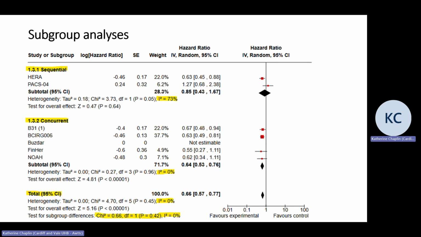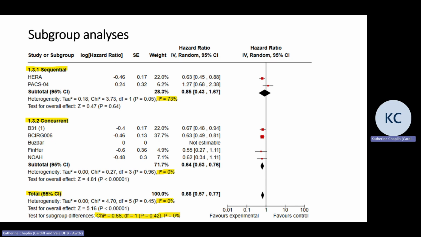In some of the trials comparing trastuzumab-containing regimes with regimes not containing trastuzumab, the trastuzumab was administered after chemotherapy. In other trials, trastuzumab and chemotherapy were given concurrently. Subgroup analysis separates these trials. The overall effect is also shown at the bottom. The outcome for this analysis was overall survival.